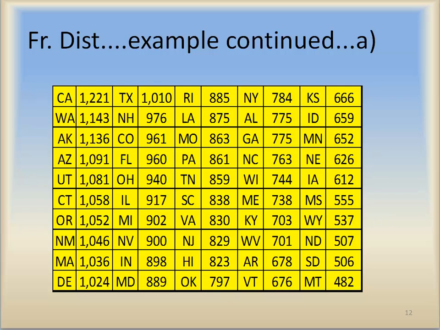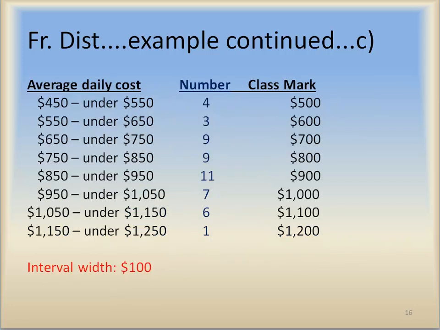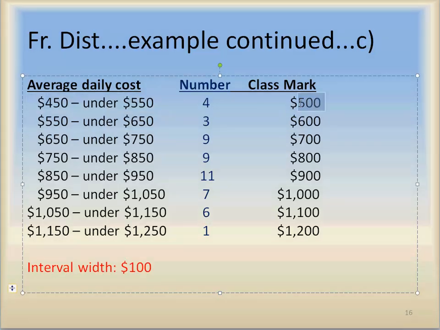And if I keep doing the same for all classes, I see that in the first class we get 4, in the second 3, in the third 7, all the way through to the last one with 1. Each class has a width of 100, and the class marks are the midpoint. So the midpoint for the first class is 500, the midpoint for the second class is 600, and so on, all the way through to the last one. The midpoint for the last class is 1200.